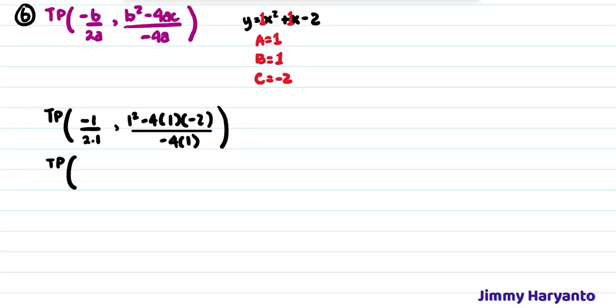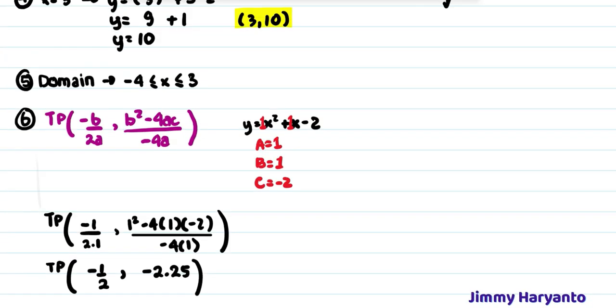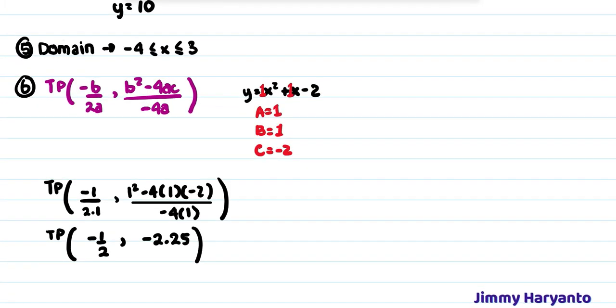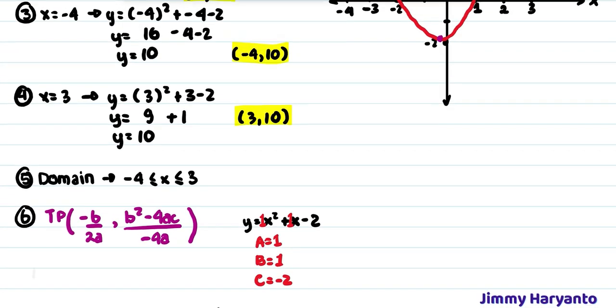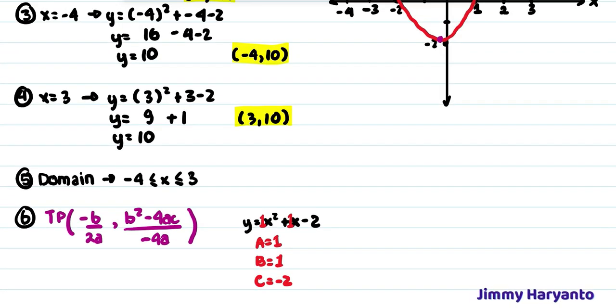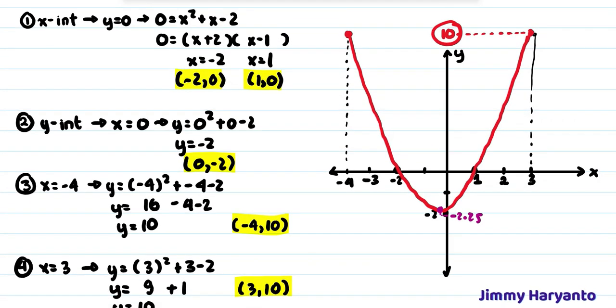That means we'll have negative half for the x, and the y is 9 over negative 4, which is negative 2.25. See, the lowest point is not negative 2, but instead negative 2.25. So the lowest point is negative 2.25. That means the y will vary from negative 2.25 until 10.